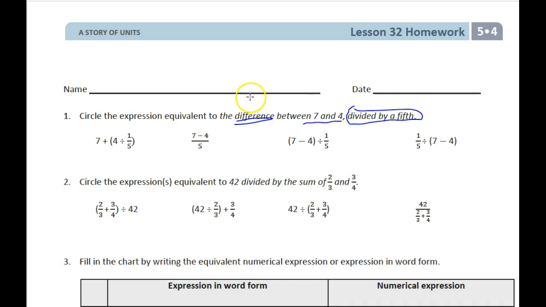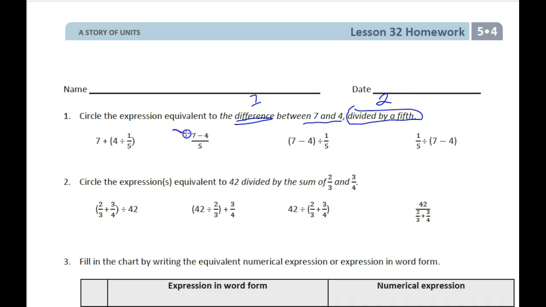So this is what happens first. This is what happens second. And so we have to pay attention. Difference. If you're finding the difference between two things, you're figuring out how much bigger one is than the other, the difference between the two. So it's subtracting. And then after you've subtracted, then you're finding, what if you divide that by 5?